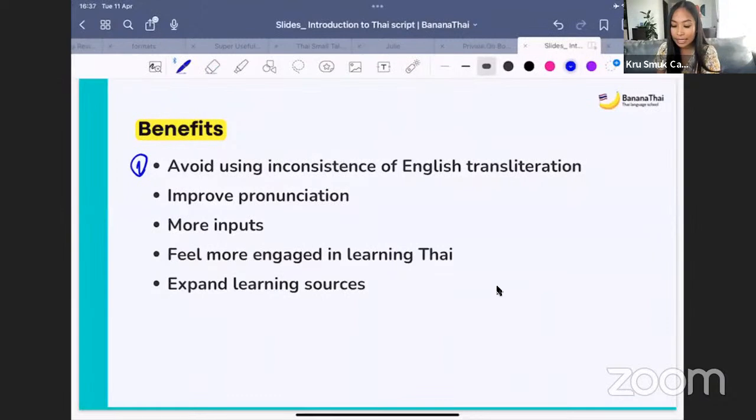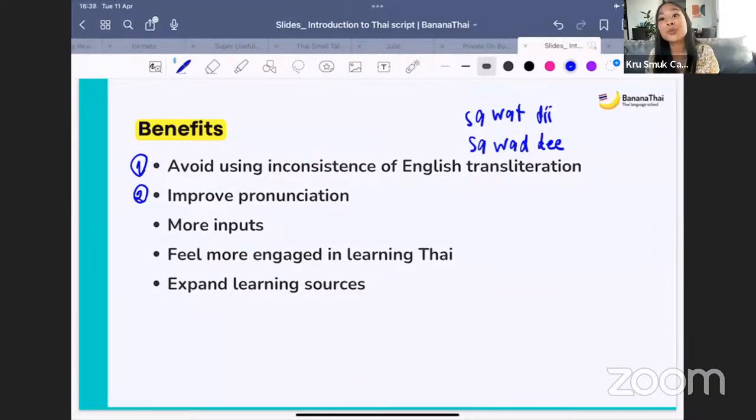avoid the inconsistency of English transliteration. Transliteration is writing something Thai in English. For example, the word sawaddi. What does it mean? Hello. Hi. As you can see, sawaddi is written with English letters. We call it English transliteration. However, there are so many ways to do English transliteration, and it's so confusing because there's no standard. Sometimes you can also see it like this. This is also sawaddi, and there is no standard. So by using Thai letters and Thai script, you will avoid this confusion and not rely only on the English karaoke thing.